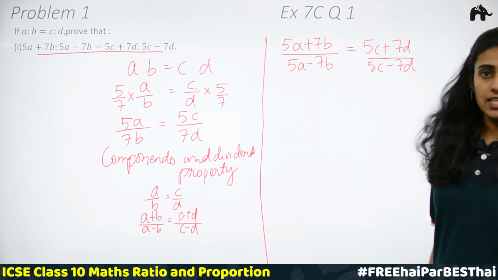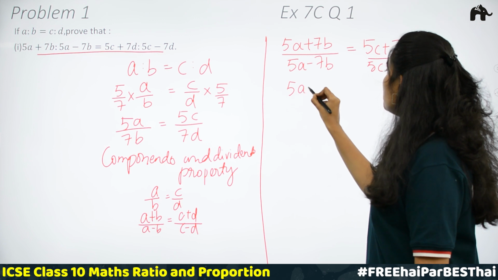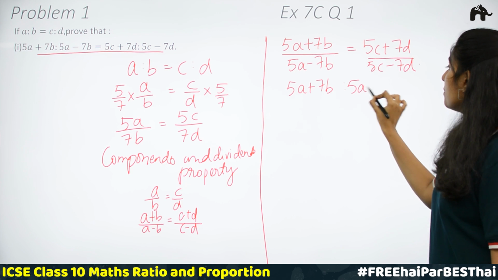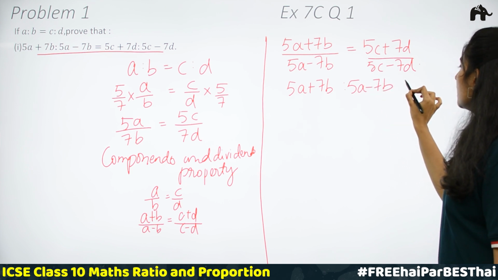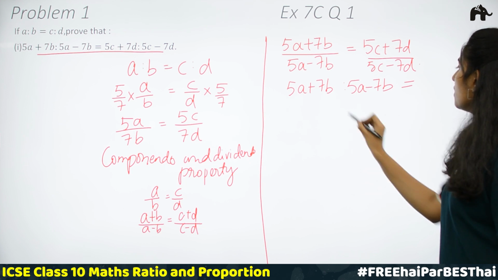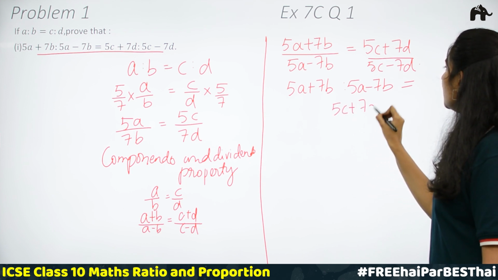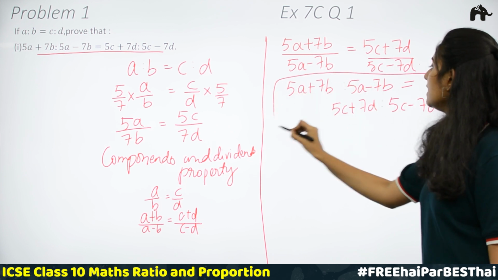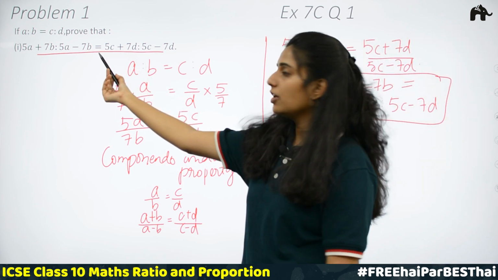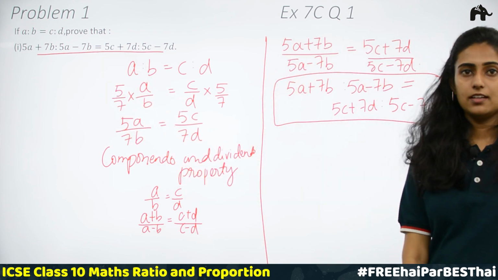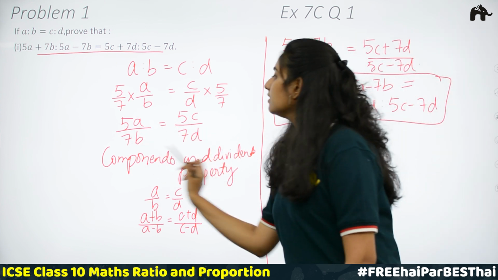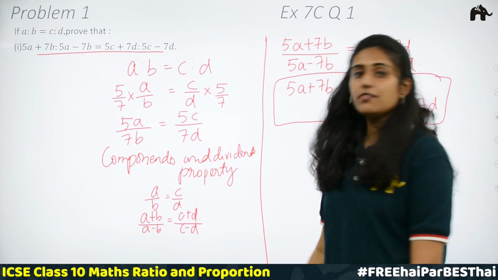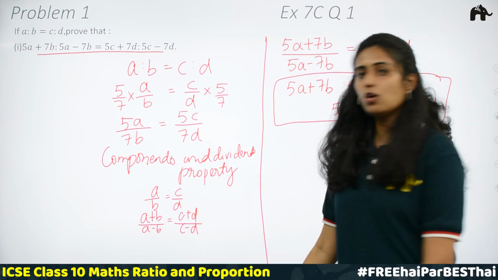Okay, this can be written as 5A plus 7B is to 5A minus 7B is equal to 5C plus 7D is to 5C minus 7D, which is the required equation. We got this right? You should be very careful while doing this multiplication, finding the term for multiplication. Then in this question, we are applying the componendo and dividendo property.